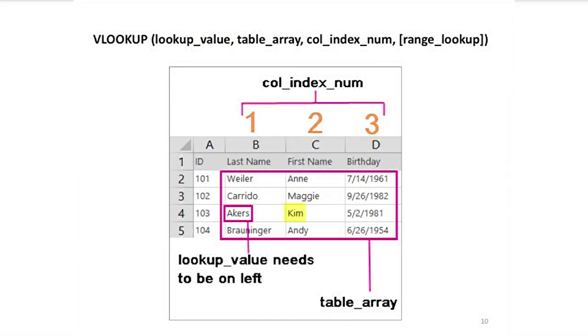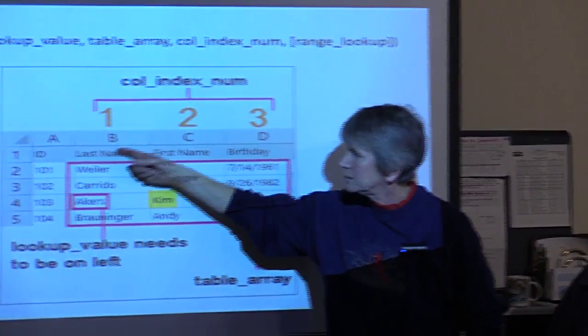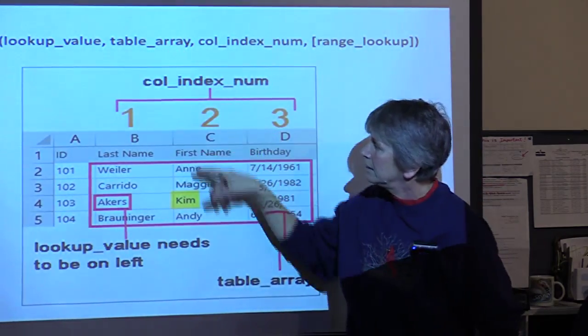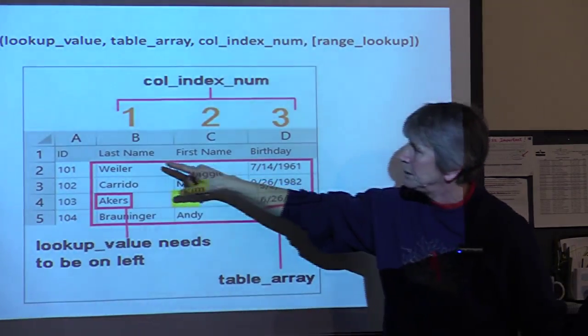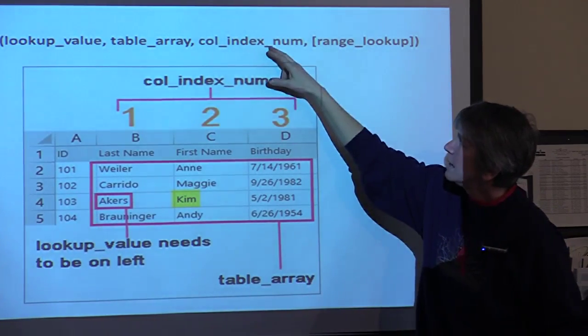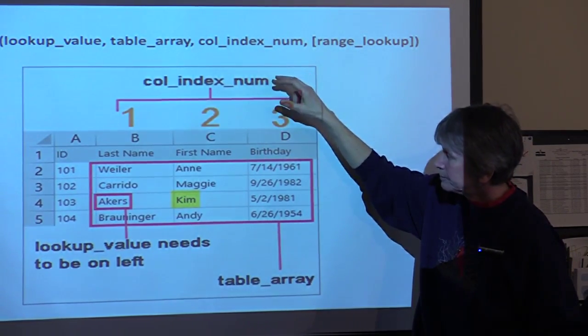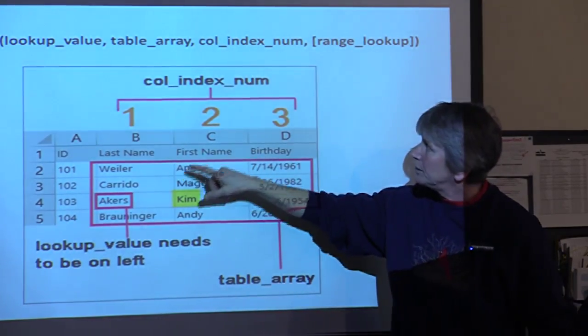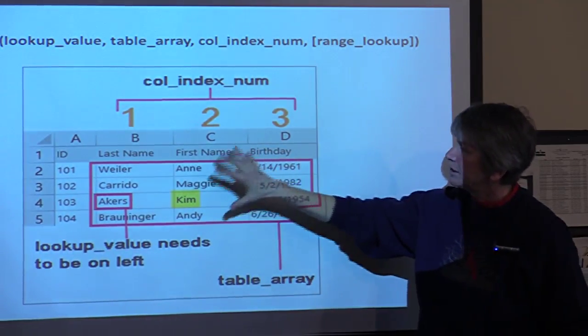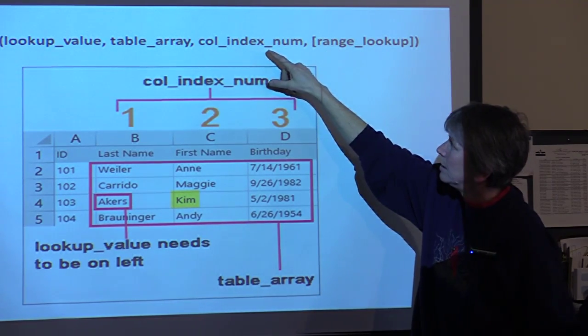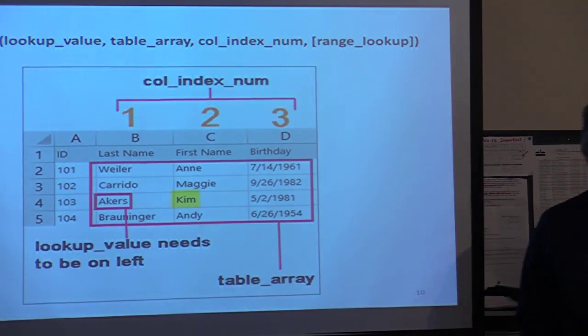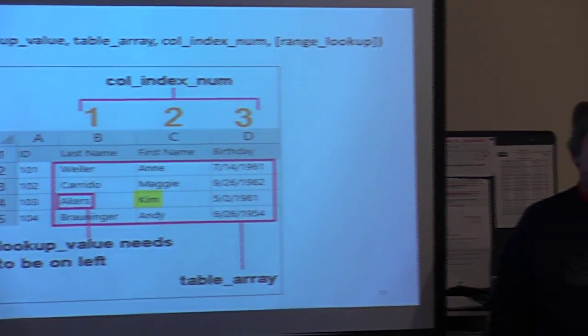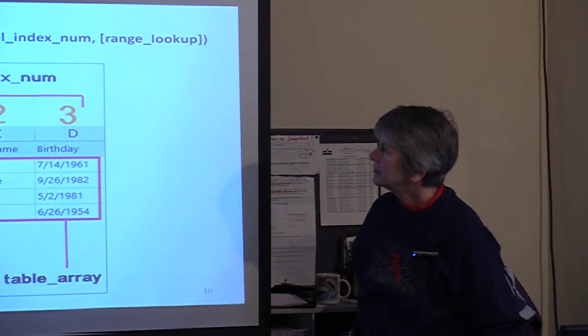All right, so let's just review that again. We've got the lookup value, which in this case is going to be the last name. So that's in the first column of our table array. Our table array here is in the red from B2 to D5. The column index number is the columns here. So if I am going to create a VLOOKUP with this example, what am I going to use as my column index number if I want to find the birthday of a given person? 3, right.